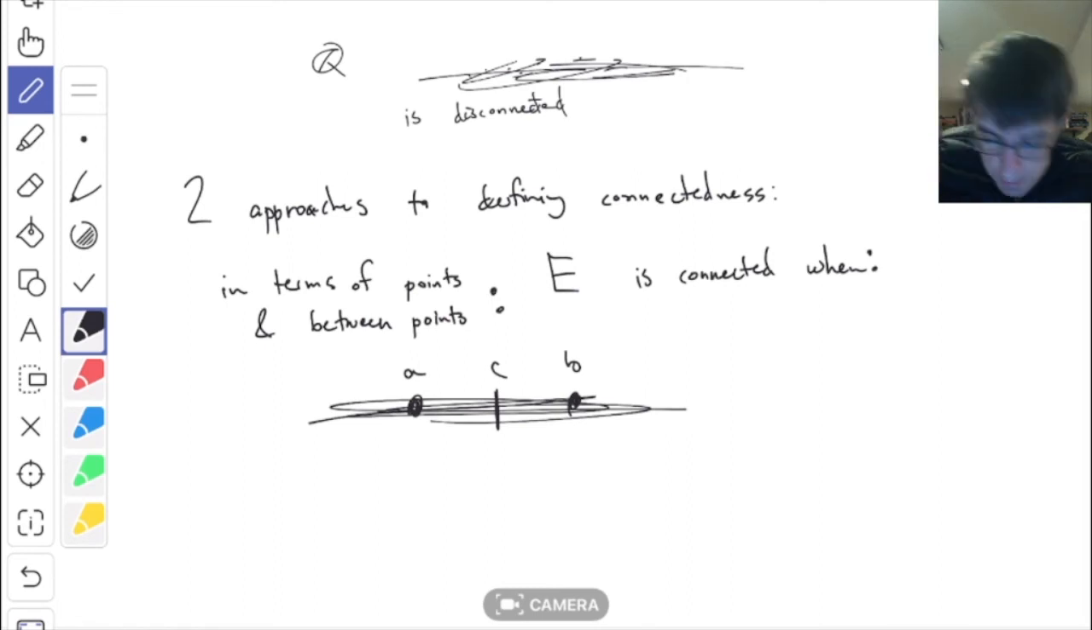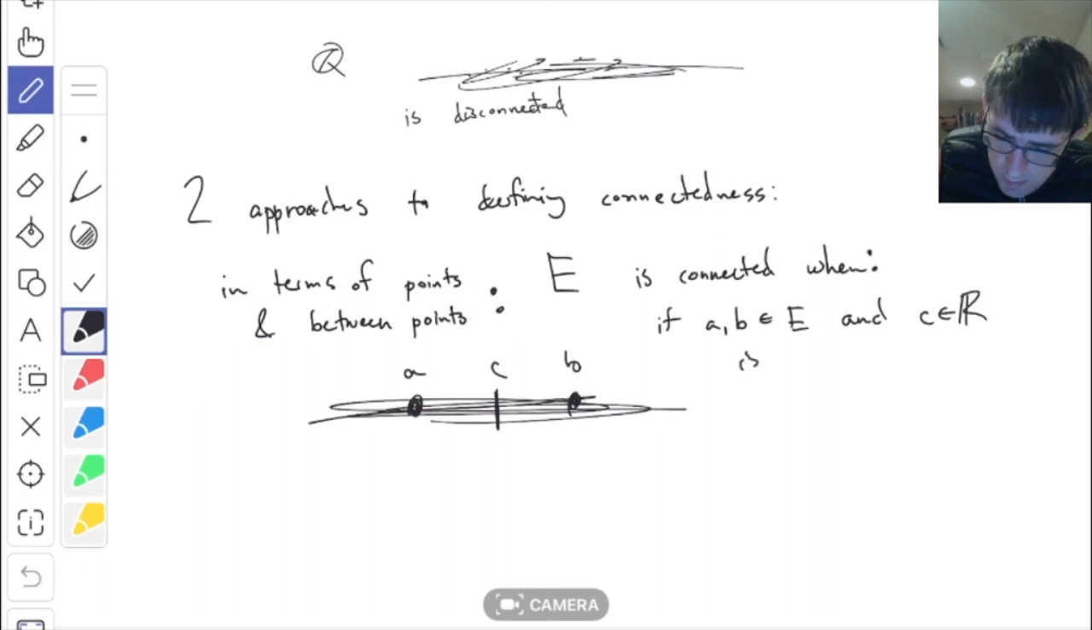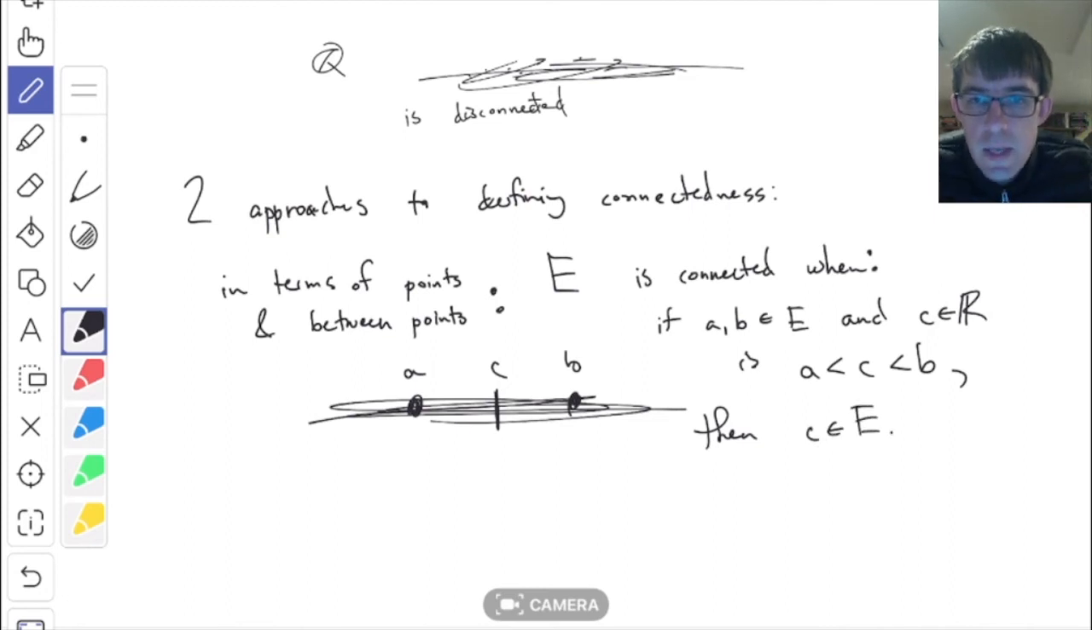For any two points in the set, all of the in-between points are also in the set. So I'm going to say E is connected when, if A and B are in E, and C, a real number, is between A and B, then C is also in my set. So what this is saying is that connected means there are no gaps in between any of the points of the set. If you have two points in the set and another number which is in between them, that other number must also be in the set. There are no gaps in between points.